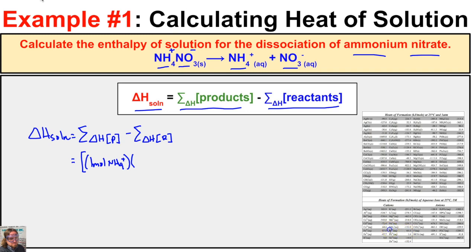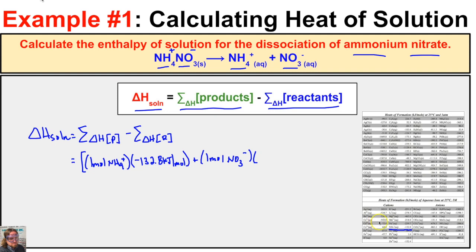We see it's right here, negative 132.8 kilojoules per mole. So that is the amount of energy associated with the formation of ammonium ions in water. And so now what we need to do is add this to our nitrate ions that were produced in water. And so if we take a look, we have 1 mole of NO3 minus ions according to our balanced chemical equation in this solution here.